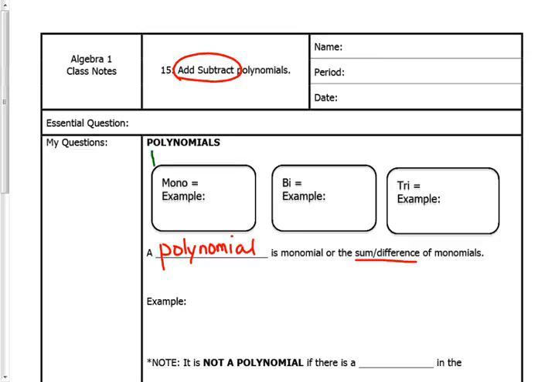So a monomial, with the root word mono, means one. So a monomial is only one term. So for example, we have 2x. There is one term here.